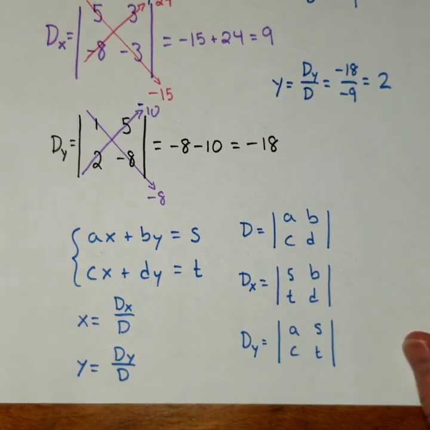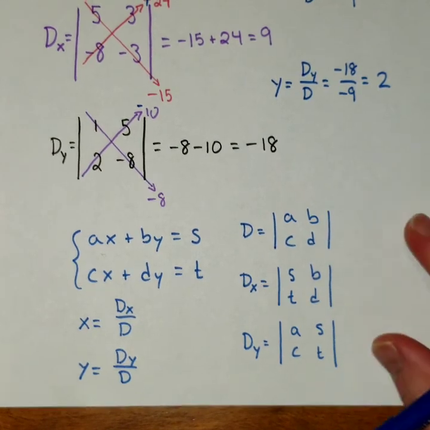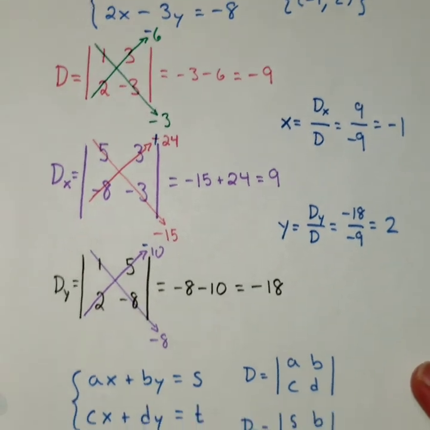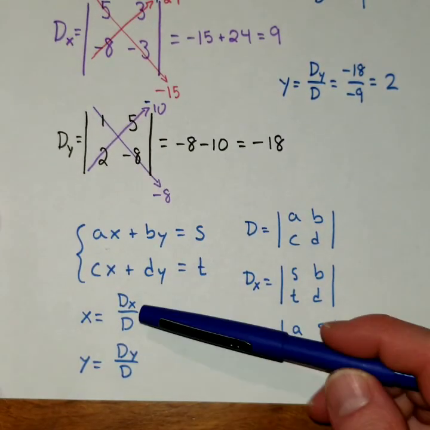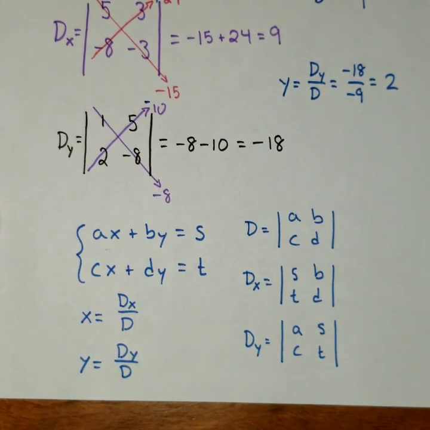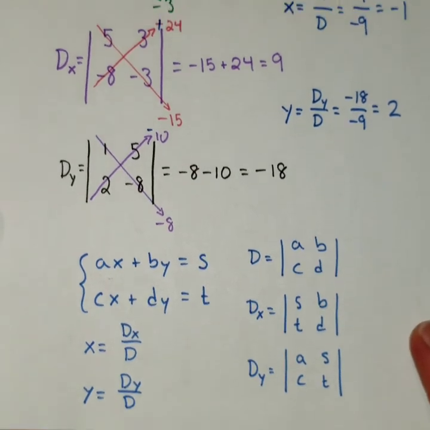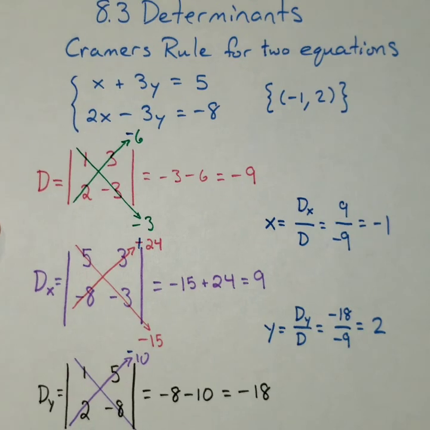Okay, so that combination will always be true using a system of two equations. So you find the three determinants, just like I did in the previous example, and then divide those answers in this way, and you will always get the correct solution to the original system. It's kind of a cool trick, and it is especially neat when we do the three equation systems in the next video.